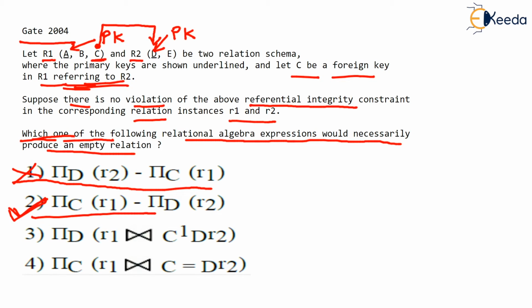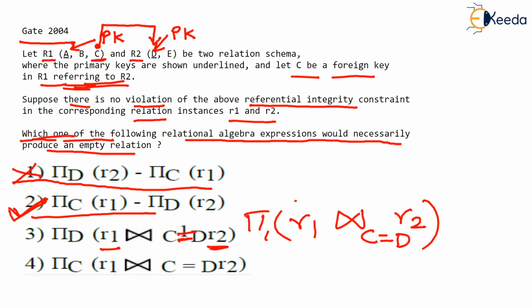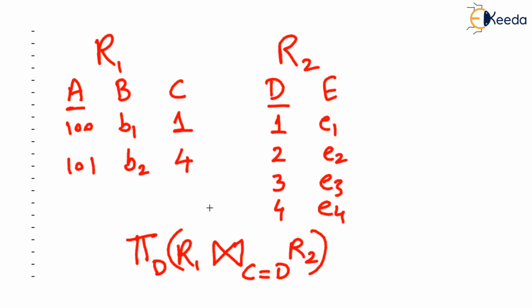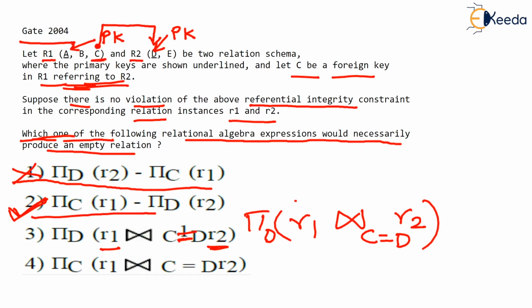But let's check the third option. This says R1 should be joined with R2. This is like this: R1 should be joined with R2. And there is a printing mistake here. This is equal to operator. That means check whether C is equal to D. And finally, from your result, project the value of D. So let's see what happens for option 3 here. Let's go to a slide. Well, this is what we are talking about. Let me check, yeah, project D. This is what they are asking.